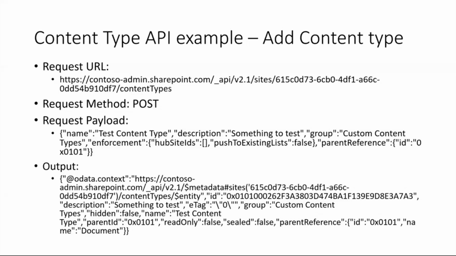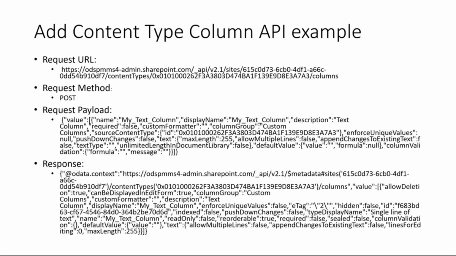For example, you can create a new content type. The request URL would be of this type. You would be specifying the name, description, and the group to which the content type needs to belong, and then the output of that would be the content type that got created with its ID. Similarly, you can create a site column and associate it to a content type. And this will allow you to create content types at either the content type hub level or at a specific site level. So the API supports both today.